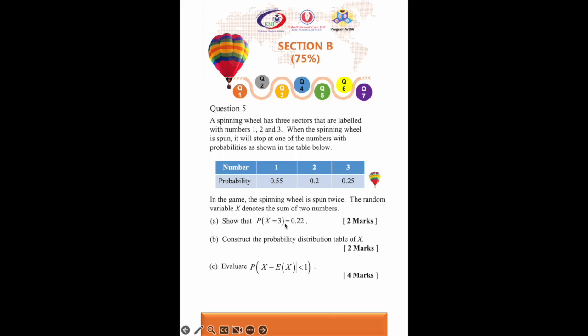We need to find x equal to 3, and then we need to make the table, and then we need to evaluate the probability of modulus x minus the expectation. So we need to find the expectation first. So first thing first, we need to find the complete probability distribution, the complete random variable.